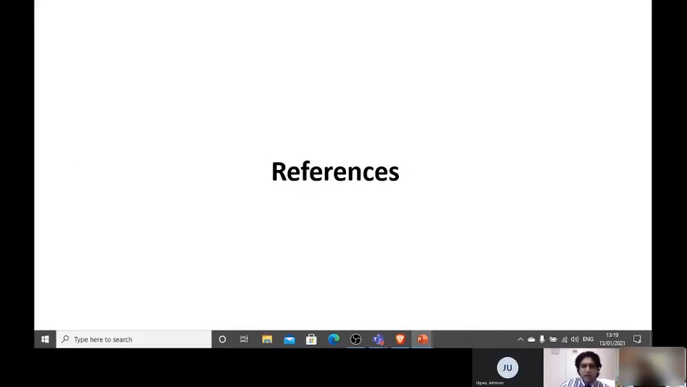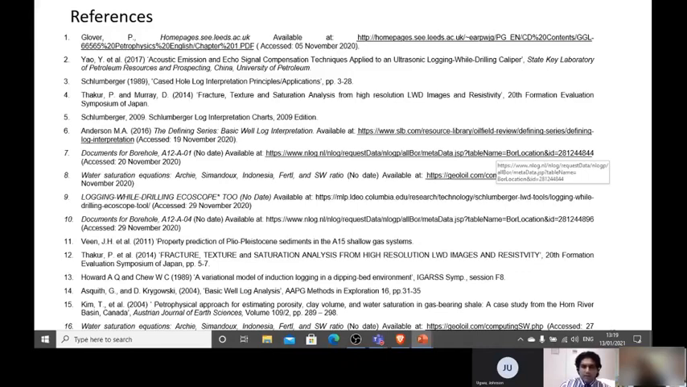References. Following are the references that are used in the preparation of this presentation.